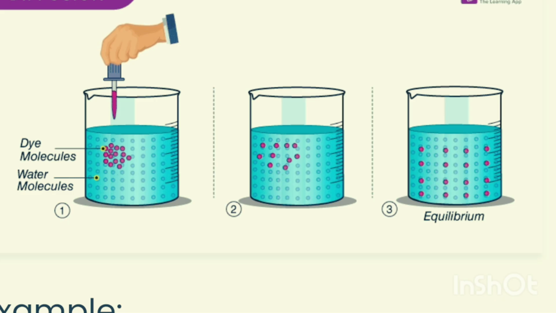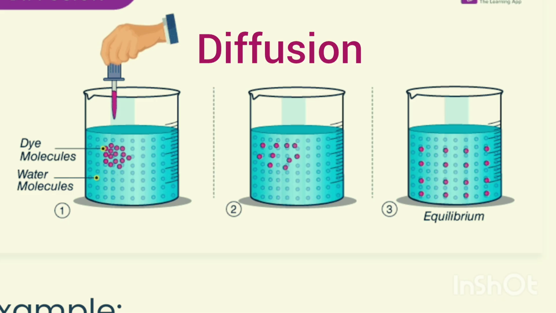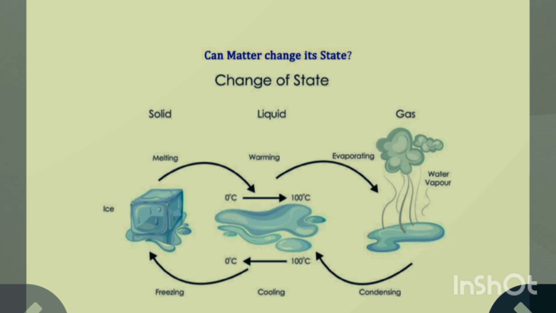You can see the picture here where the dye molecules are getting mixed with the water molecules. So this is one example of diffusion, how these two different matters are mixing together. Next important question is, can matter change its state? That is, can we change solid to liquid or liquid to gas?